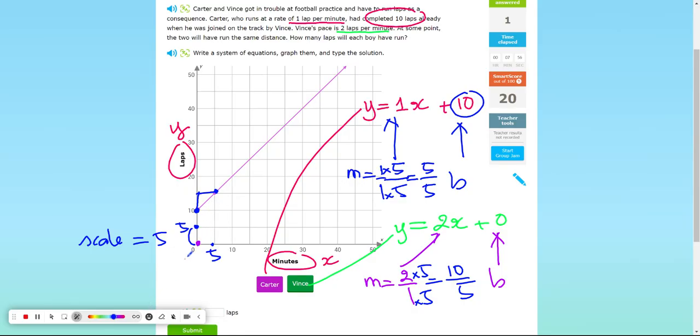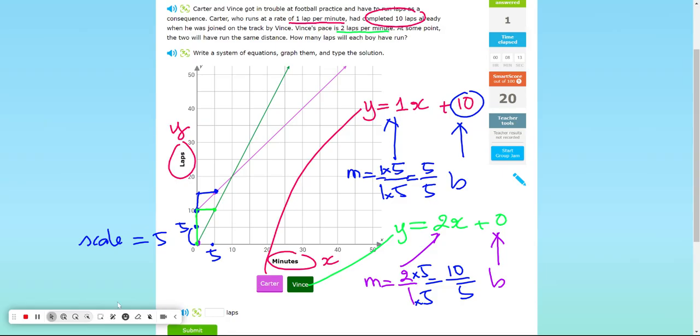Okay? So up 10, let me get a different color here so you can see it. Up 10 and then right 5. Okay? So go get my tool. Here we go. I click on Vince. So start at 0, up 10, right 5.